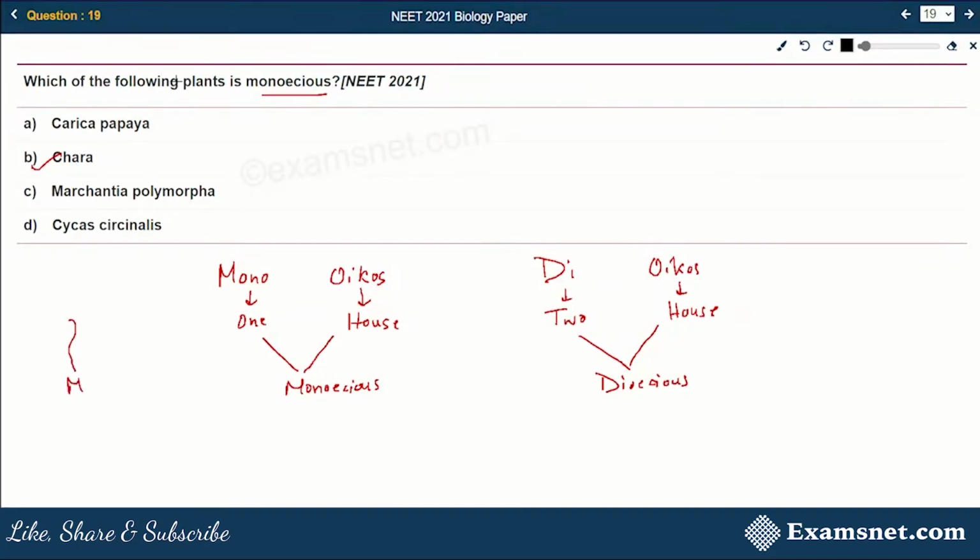So if male and female sex organs are located on the same plant body, then the plant is said to be monoecious. Chara is an example of a monoecious plant, since most of the species of Chara are monoecious in nature. On the other hand, if male and female sex organs are located on different bodies, then the plants are dioecious in nature. So these options, Carica papaya, Marchantia polymorpha and Cycas circinalis, are dioecious in nature.